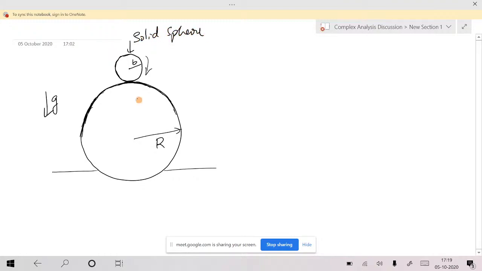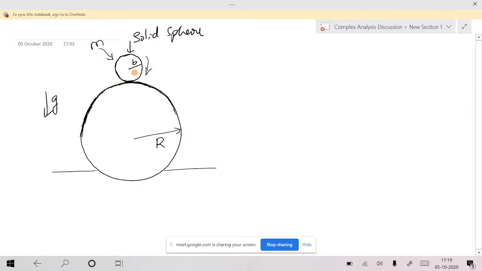So it doesn't matter what is the mass of this sphere. Let me take the mass of this sphere as suppose m. Again, for us, it doesn't matter what is the mass of this one. The big sphere is not moving at all. Our concentration is on this one.